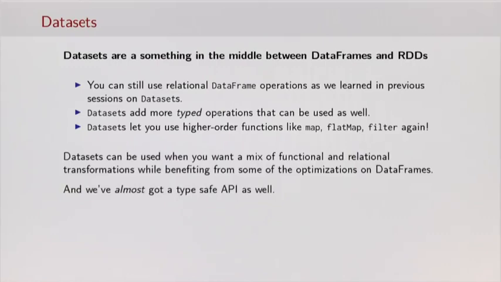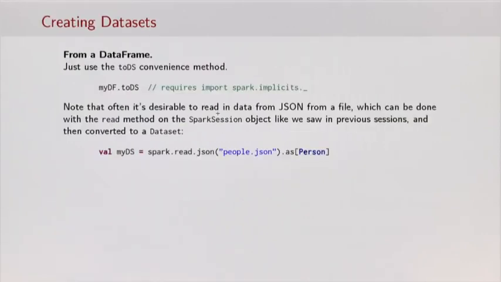Datasets are a good choice of abstraction when you want to mix and match functional and relational transformations while still benefiting from some of the optimizations that we saw on data frames. And of course, we can't forget that it's got an almost type-safe API as well. So it's not completely perfectly type-safe, but it's pretty type-safe, let's just say. Okay, so let's get right into how to create these things.